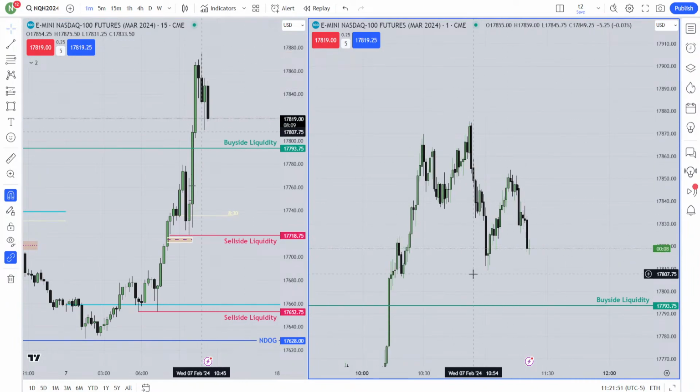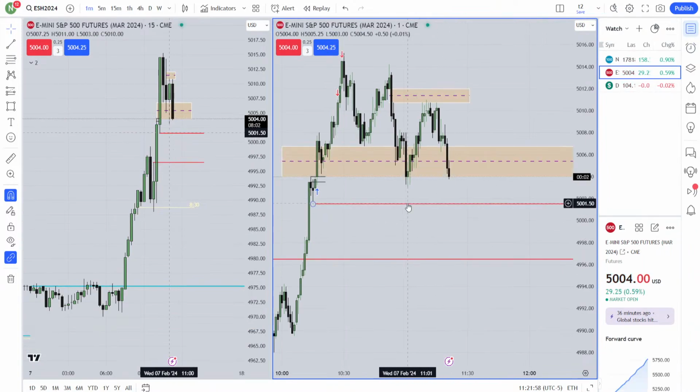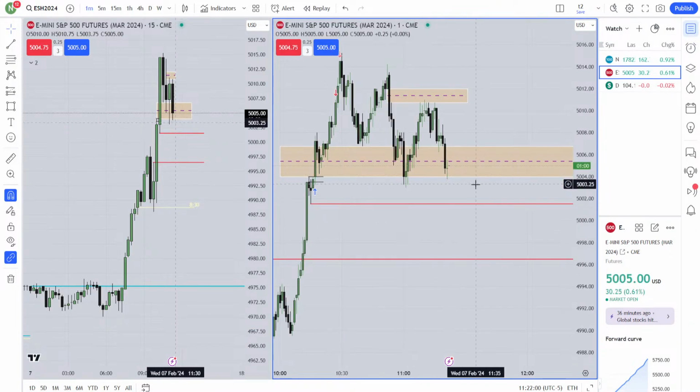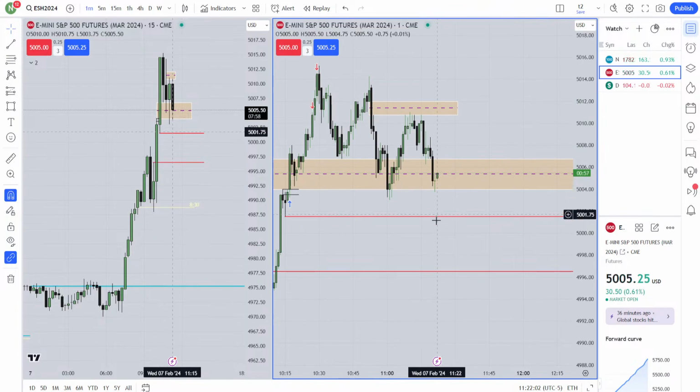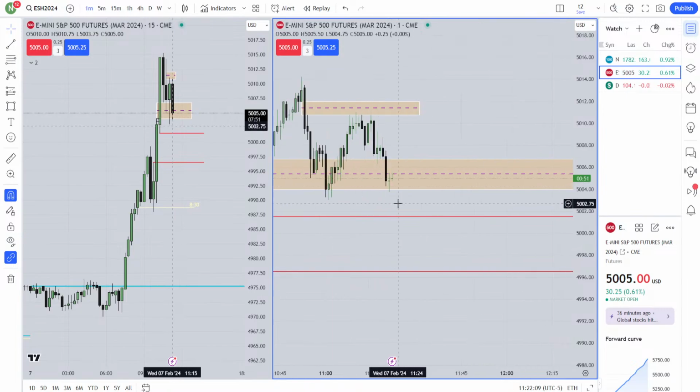So, what time is it? 11:01. So still we didn't get the SMT. If Nasdaq failed to go below that low at the same time, that's the kind of confirmation.